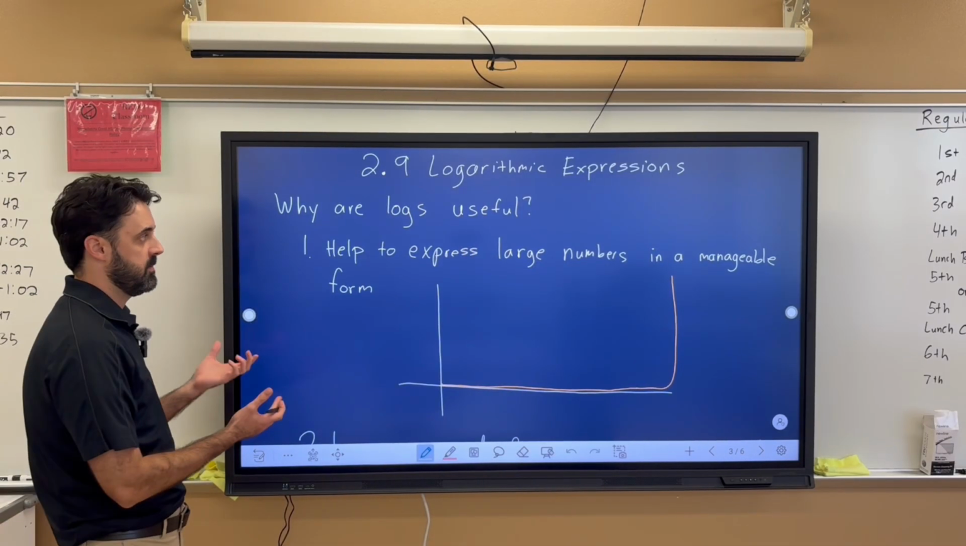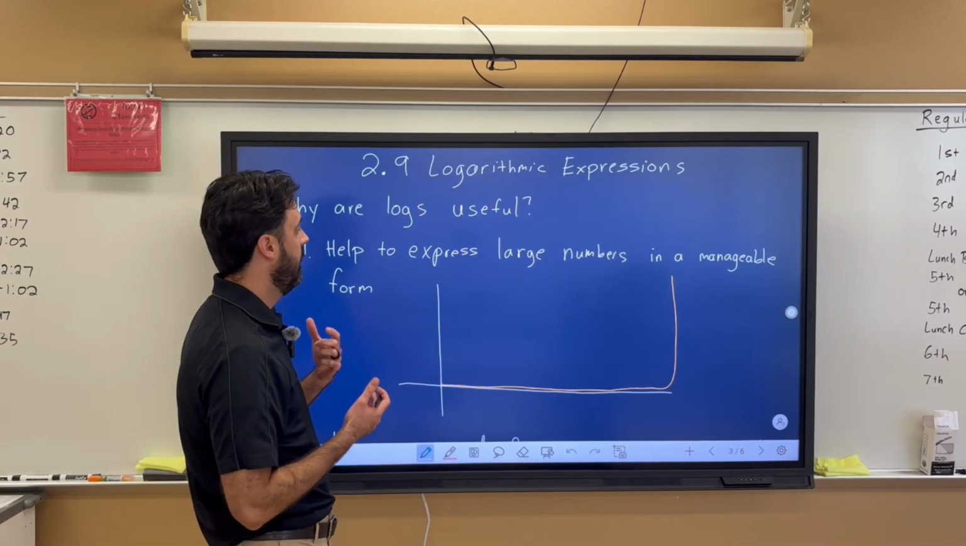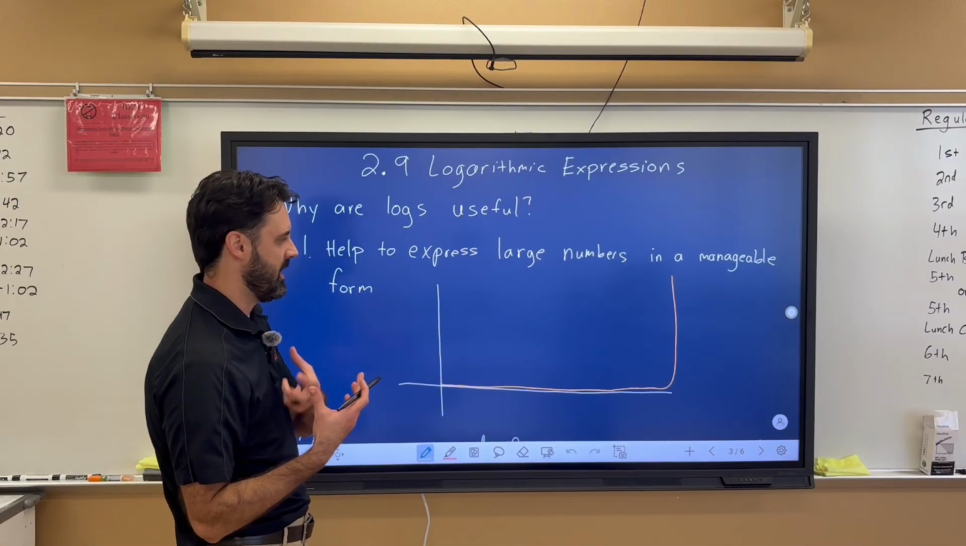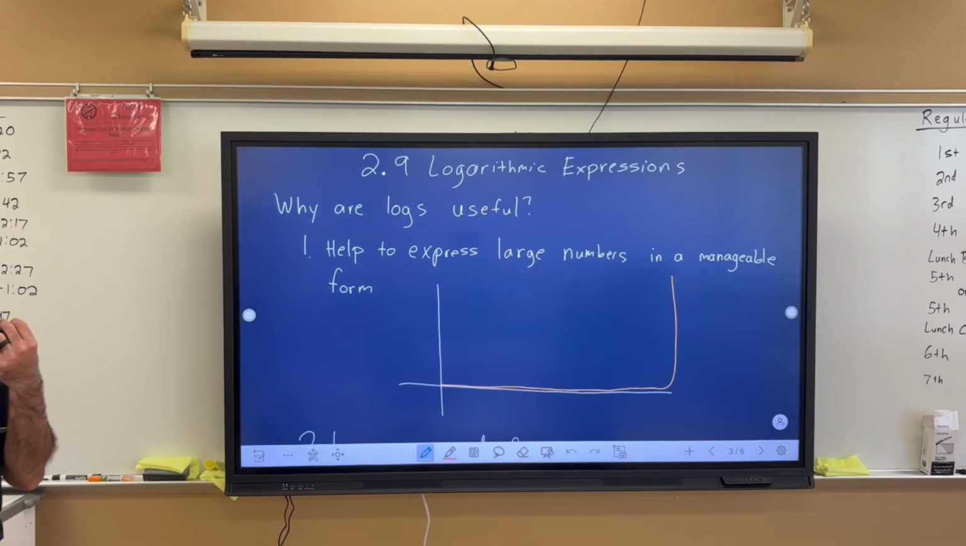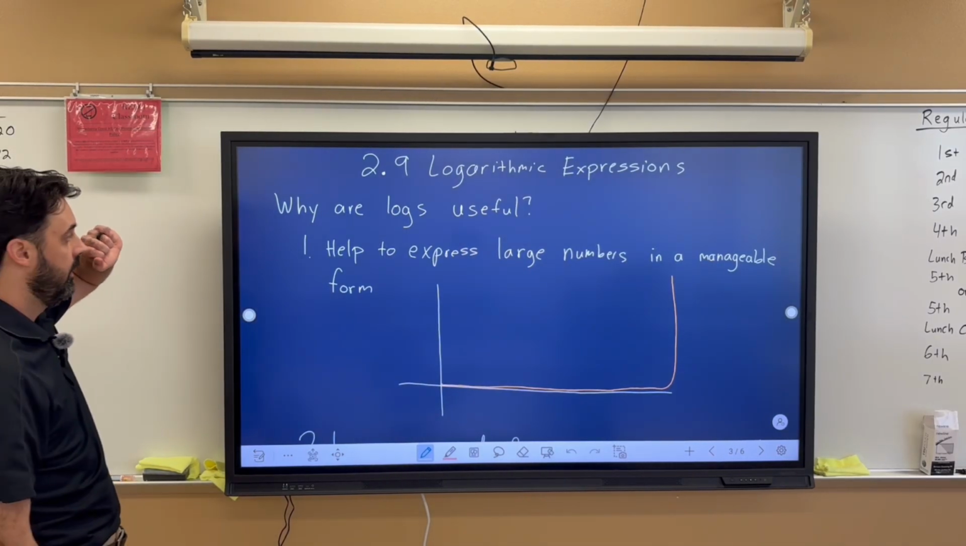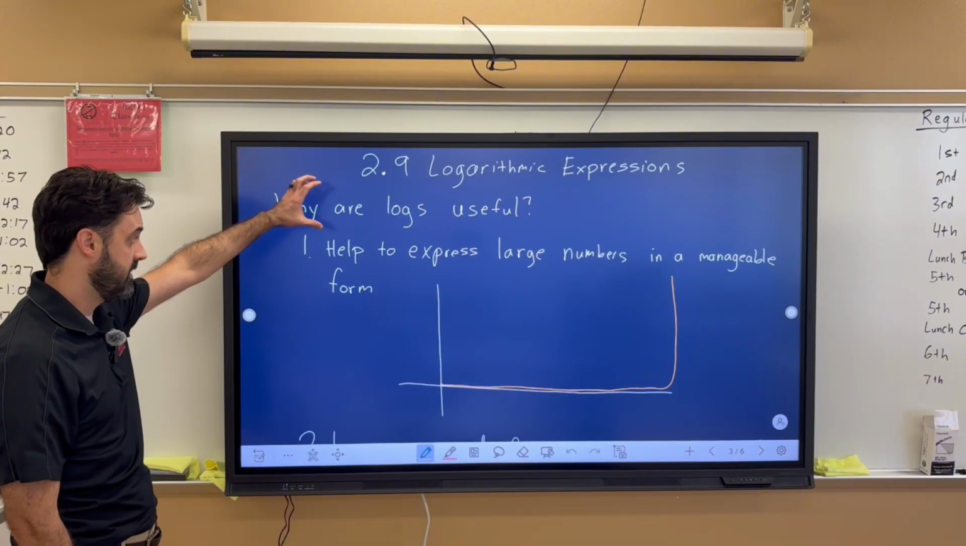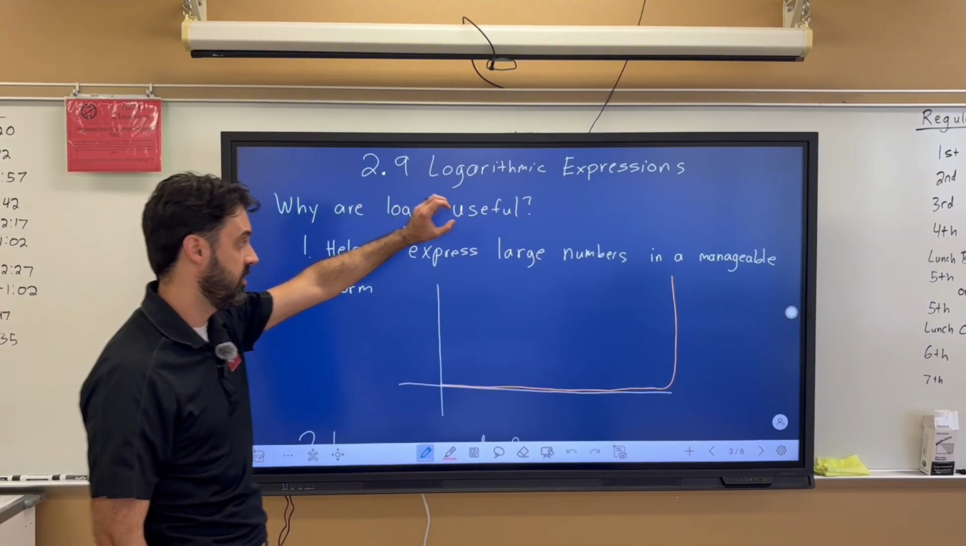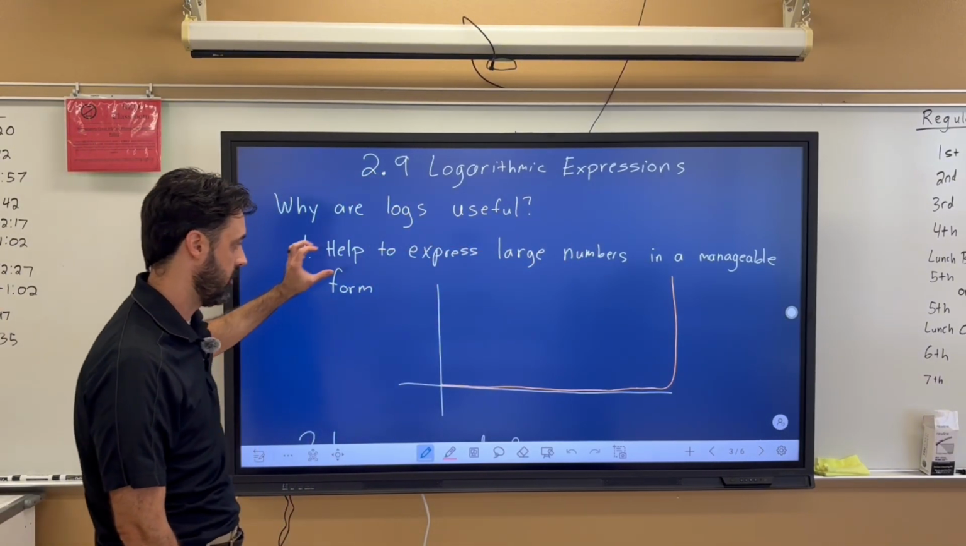So everybody in this course was introduced to logs in Algebra 2, but they're kind of viewed as this random thing that isn't very useful. It's not very real world. So I just want to establish a couple things first. One reason that logs are useful is they can help us express large numbers in a more manageable form.